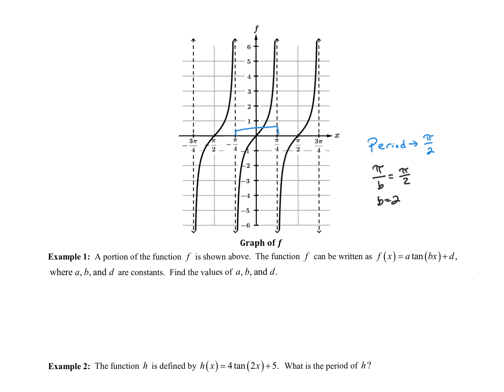Now let's talk about d. And so d represents our vertical translation. Did I shift up or down on this one? No, I didn't shift at all. And so guess what d is? d equals 0. All right. And so now we end up having f of x is equal to a tangent of 2x plus 0.